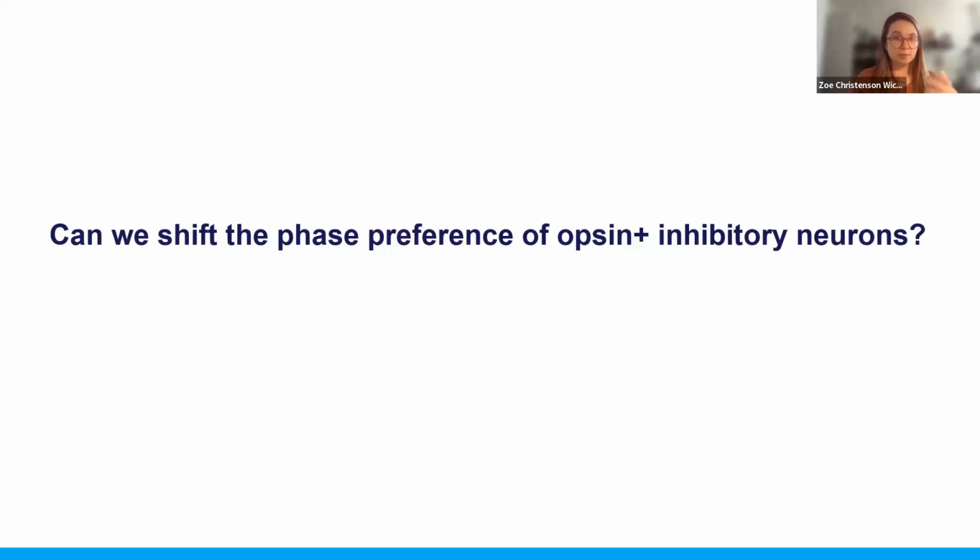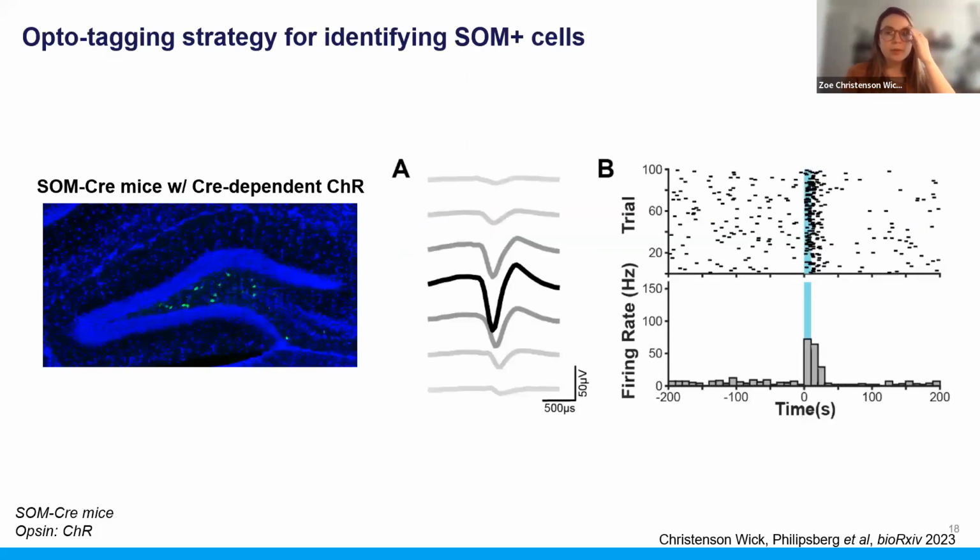So now that I think I'm happy, at least, with the accuracy of our light delivery, the next question is, can we actually shift the phase preference of opsin expressing inhibitory neurons? So I started with a subpopulation of inhibitory neurons called somatostatin expressing, or SOM neurons, which will be expressing the excitatory opsin channelrhodopsin. And these inhibitory neurons are highly prevalent in the dentate gyrus hilar layer, and provide strong inhibition to the dendritic fields of dentate granule cells, which are the principal excitatory neurons in the region.